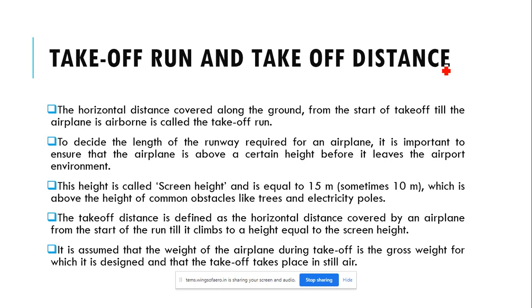Okay. So first we will see what is the takeoff run. Suppose an aircraft is starting from here. This is the point. Up to this much, the aircraft will be on the ground only. Up to when the aircraft reaches this point, it lifts off from the ground. So the horizontal distance covered by an aircraft on the ground until it lifts off, until it is airborne, is called the takeoff run.